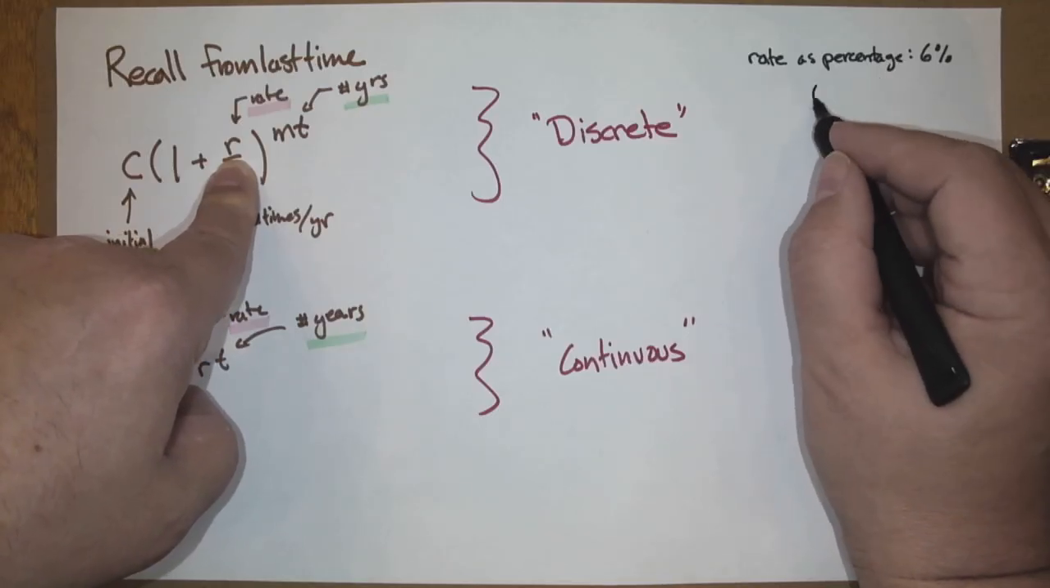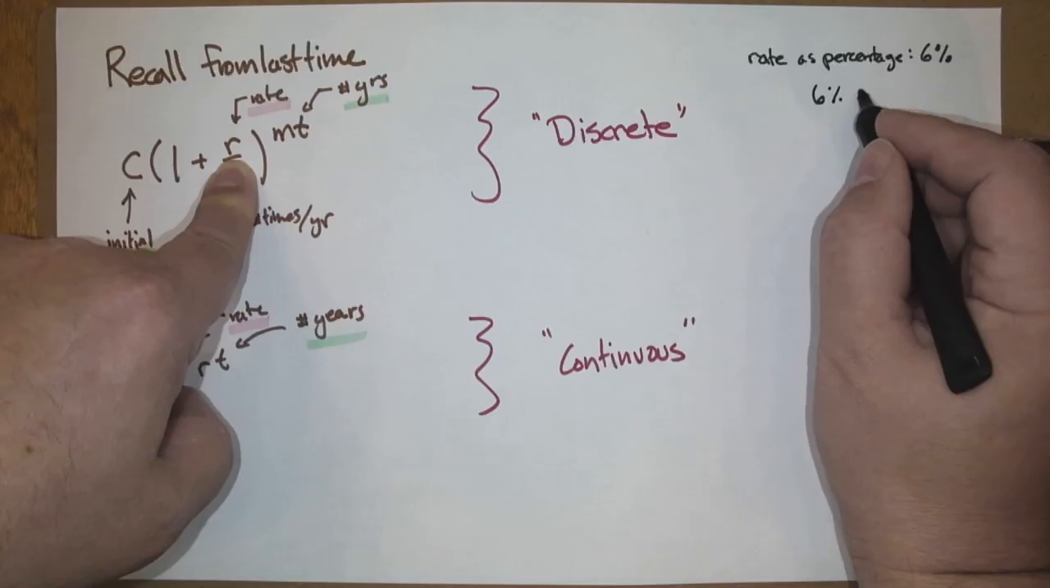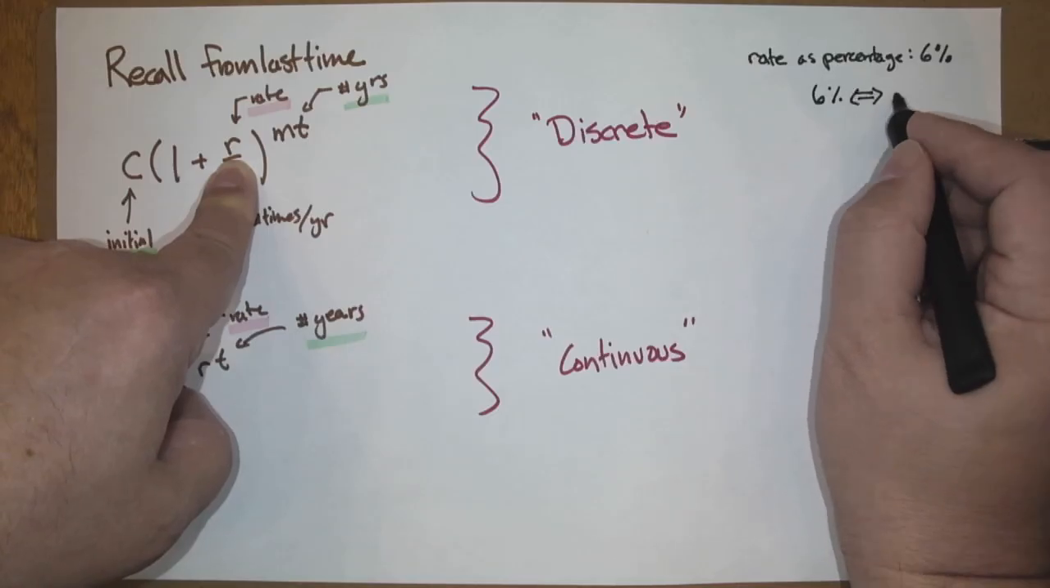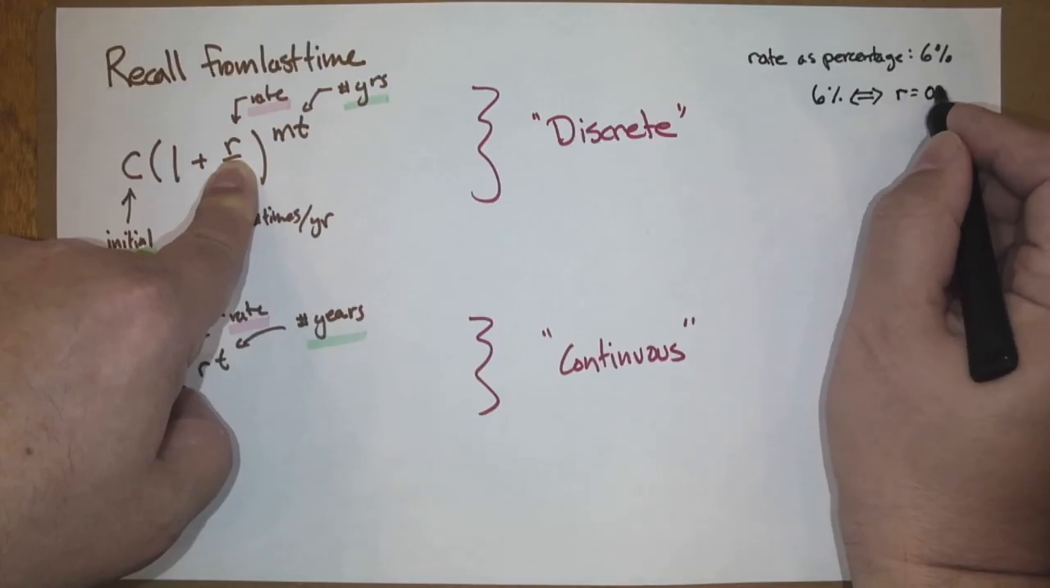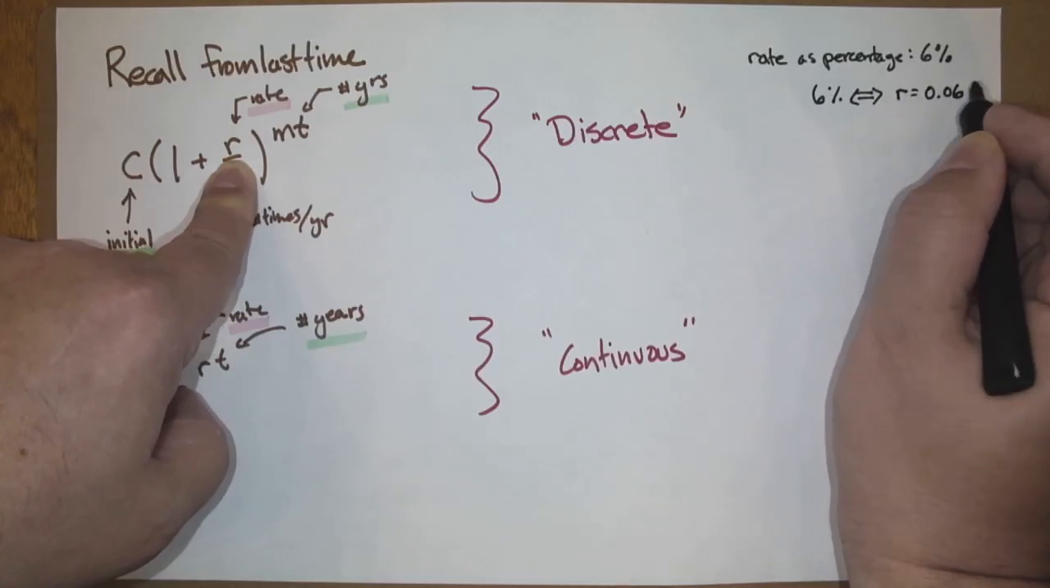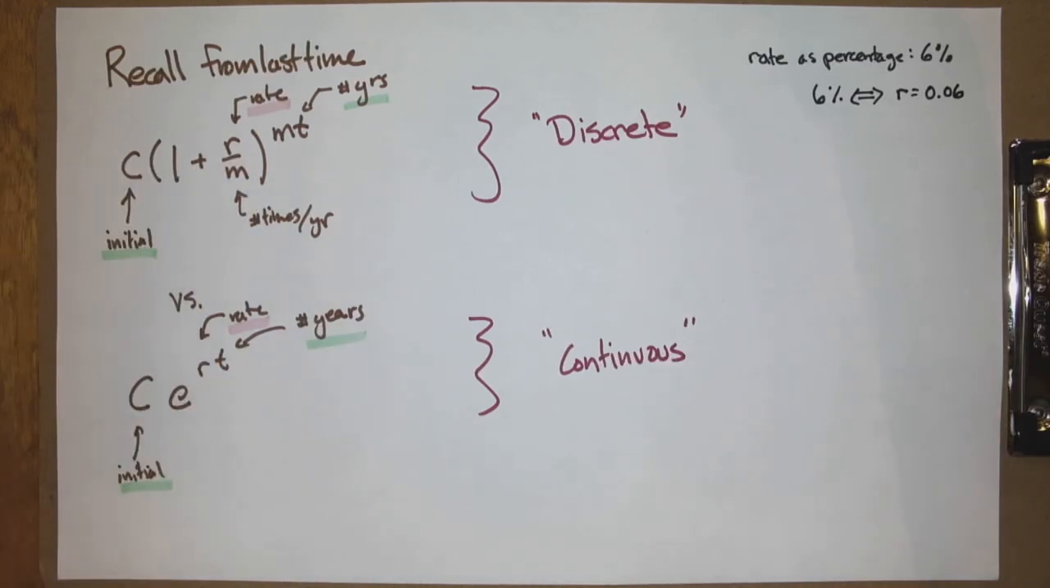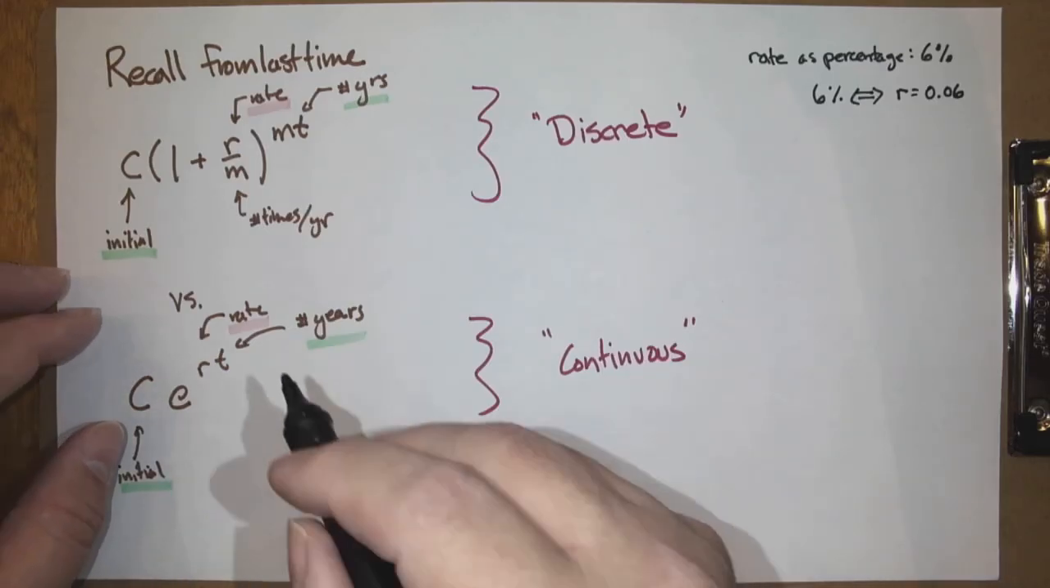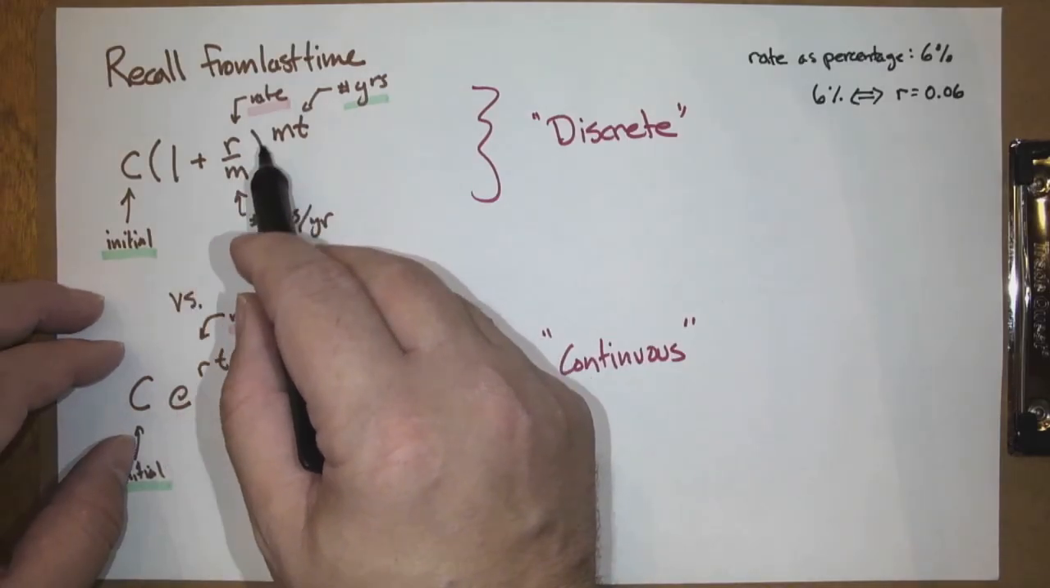So 6% says our R is 0.06. Essentially, it's like 6 over 100. As someone said, divide by 100. So make sure you're putting in the right number. Otherwise, you might think, my goodness, making money is easy. I'm getting huge returns.